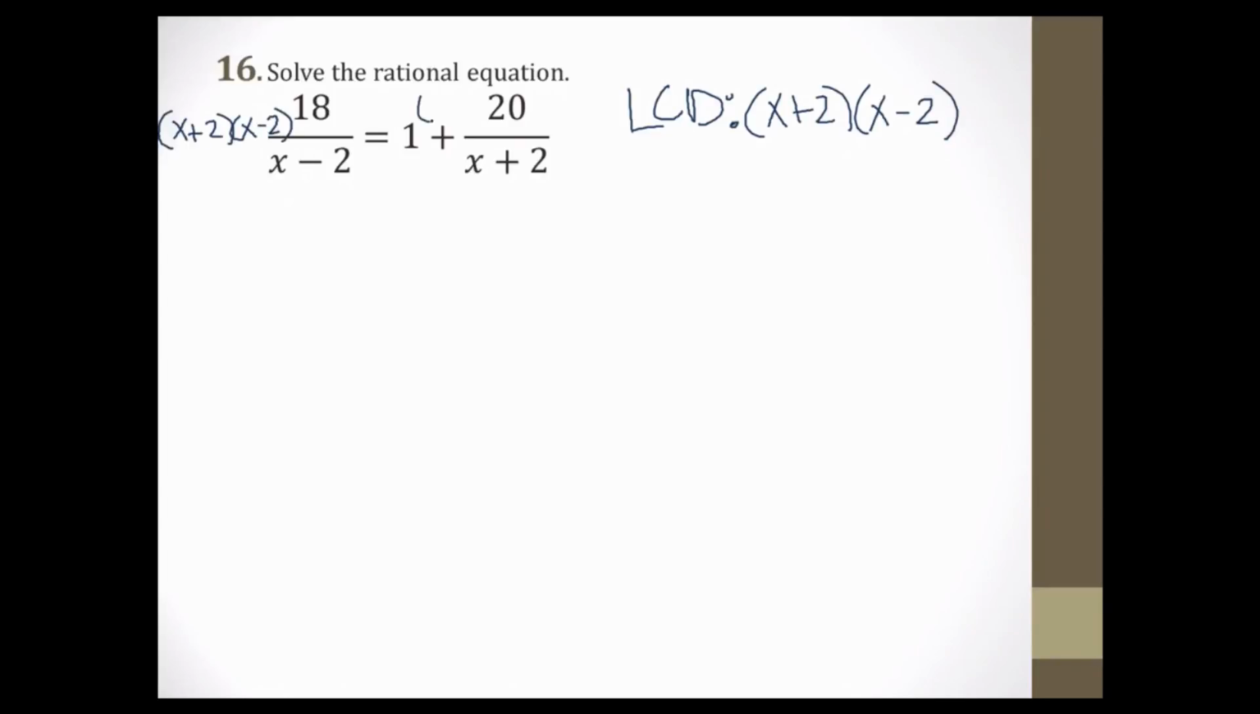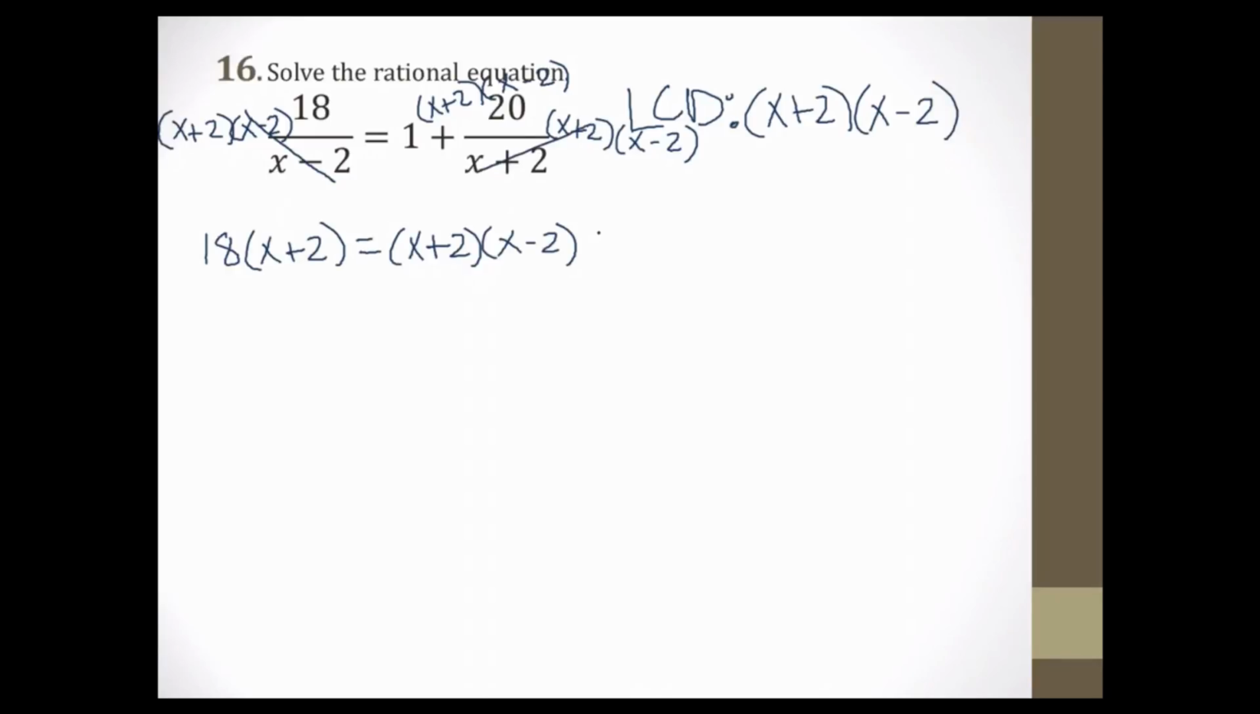Now we're going to do it over here. x plus 2 times x minus 2. It's kind of messy. And one more, x plus 2 times x minus 2. All right, so now let's see what happens. On the left-hand side of the equal sign, x minus 2 is canceled. So I'll have 18 times x plus 2, which equals 1 times the least common denominator, x plus 2 times x minus 2. And then on the last term, x plus 2 is canceled. And then I'm going to have plus 20 times x minus 2.